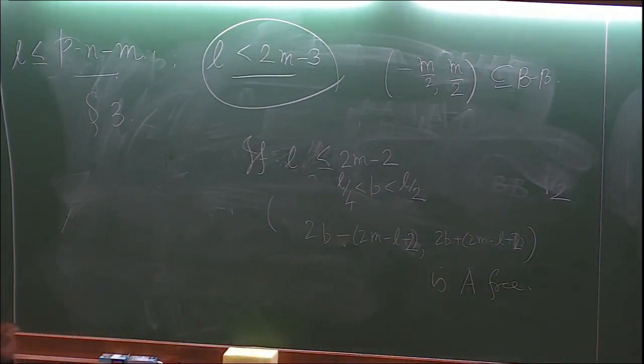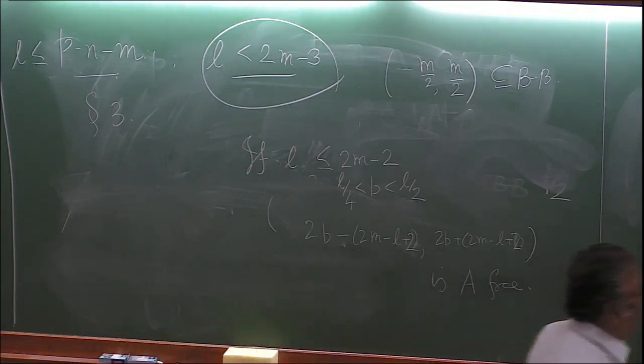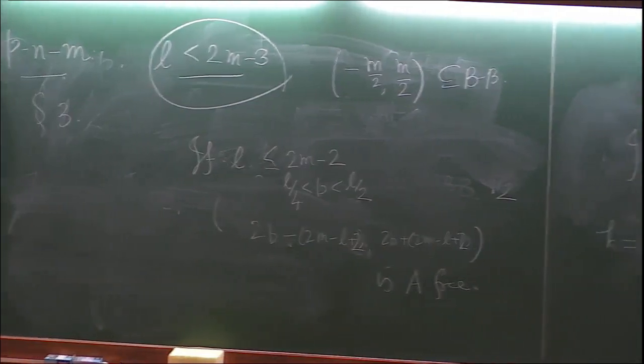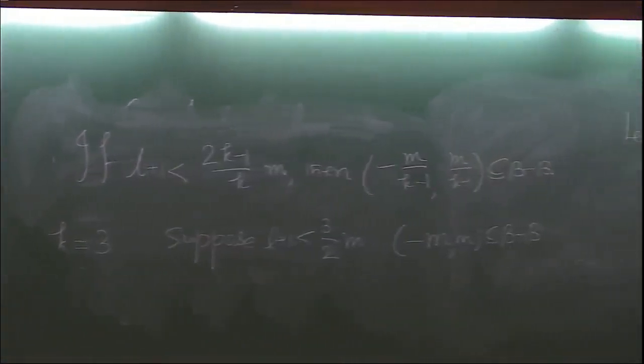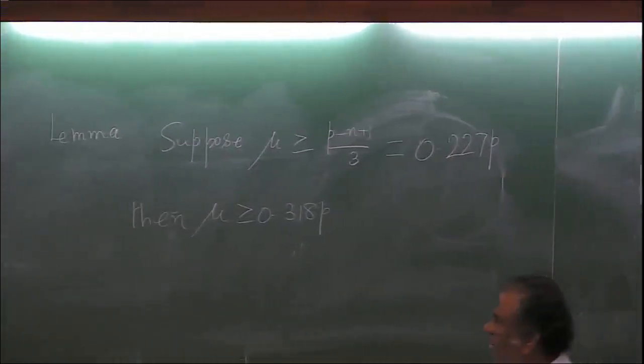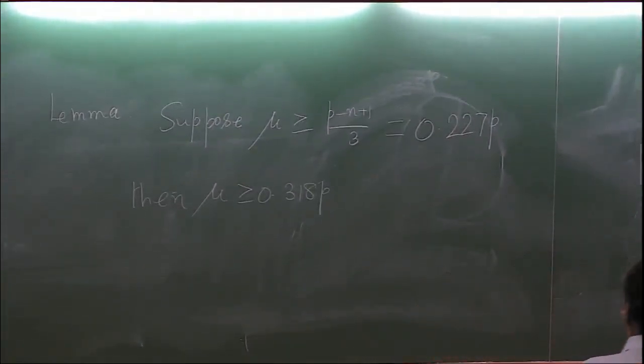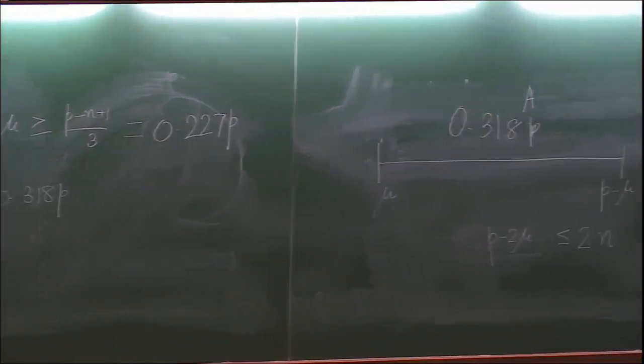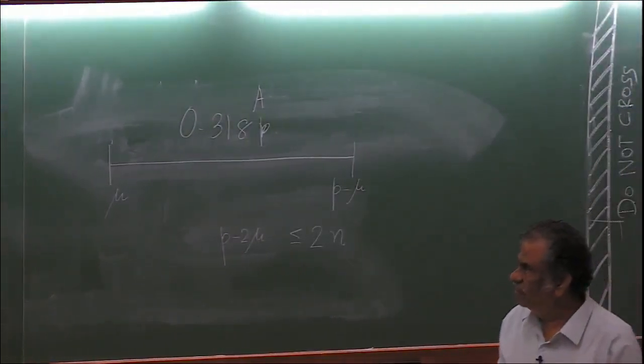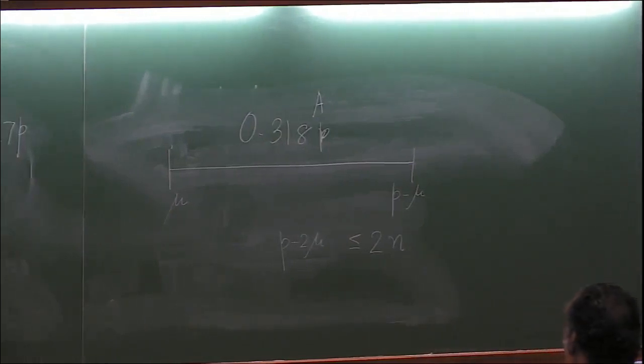Okay, the L is the length of the interval and M is the number of points. And the length of the interval is P minus 2 mu. And the number of points is N. And I have to check whether the length of the interval is less or equal to twice the number of points. This is the first thing which I have to check: whether the L, which is the length of the interval, which is P minus 2 mu, is less or equal to twice the number of points.